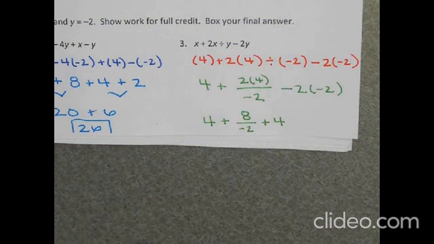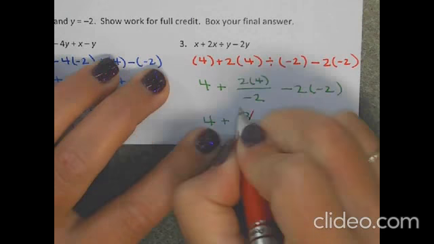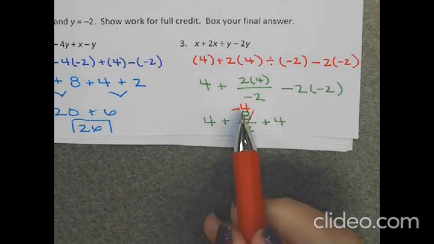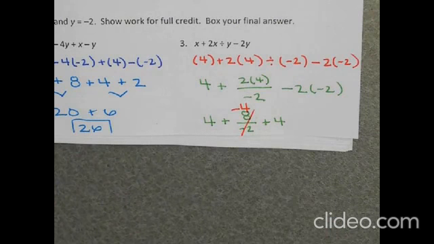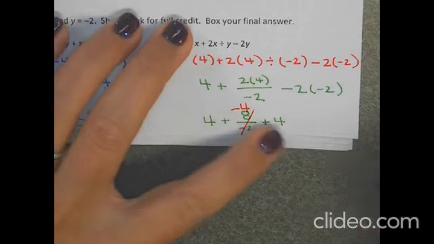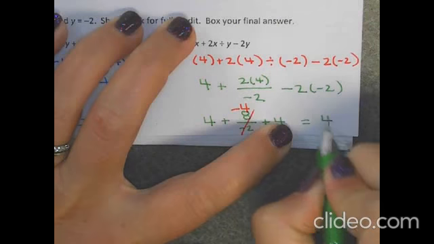what does that turn into? -4. I'm just going to write it like this because I'm running out of room. Well, 4 minus 4 plus 4 is just 4. So our final answer there is 4.